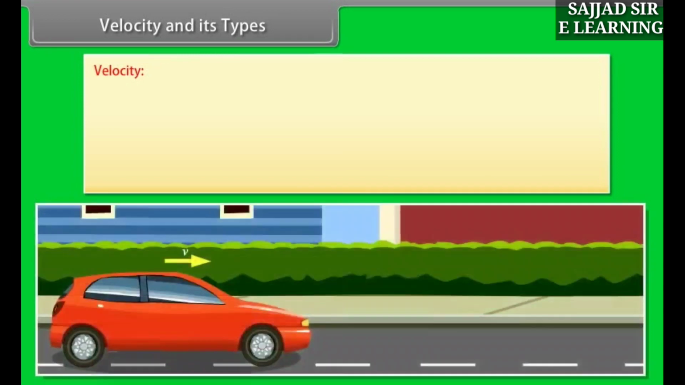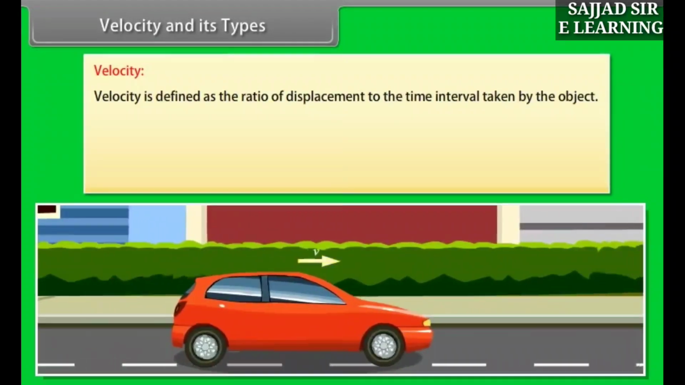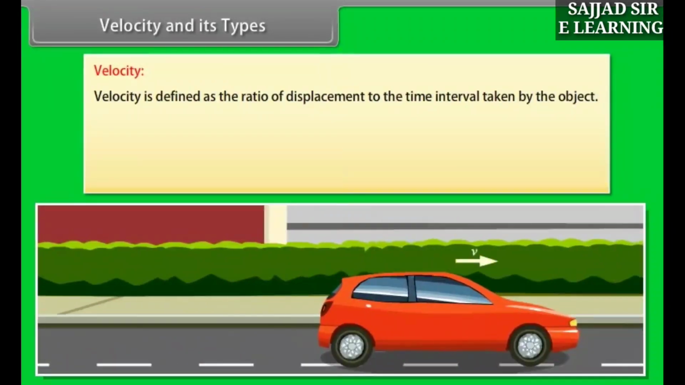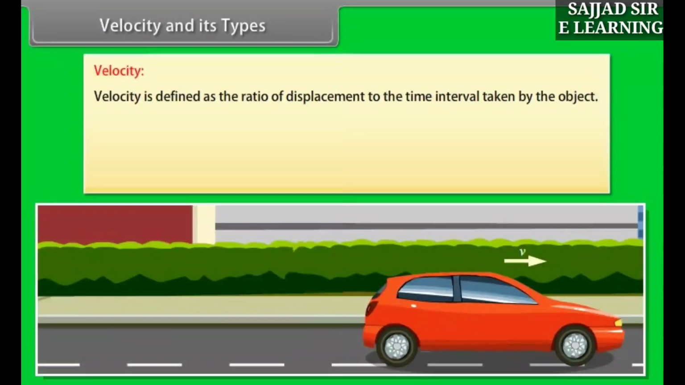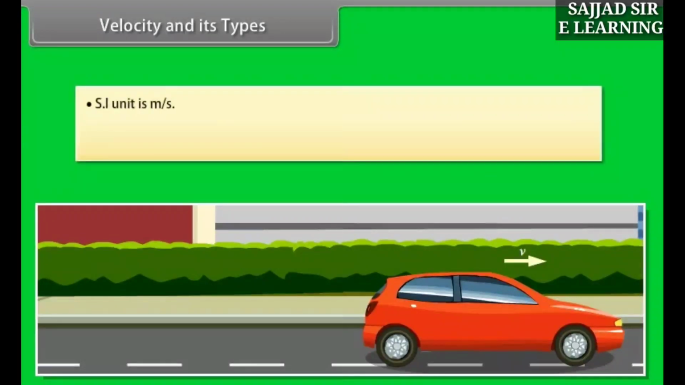Velocity and its types. Velocity is defined as the ratio of displacement to the time interval taken by the object. Therefore, velocity is equal to displacement upon time interval. It is a vector quantity. SI unit is m per s. Dimensional formula is M raised to the power 0, L raised to the power 1, T raised to the power minus 1.